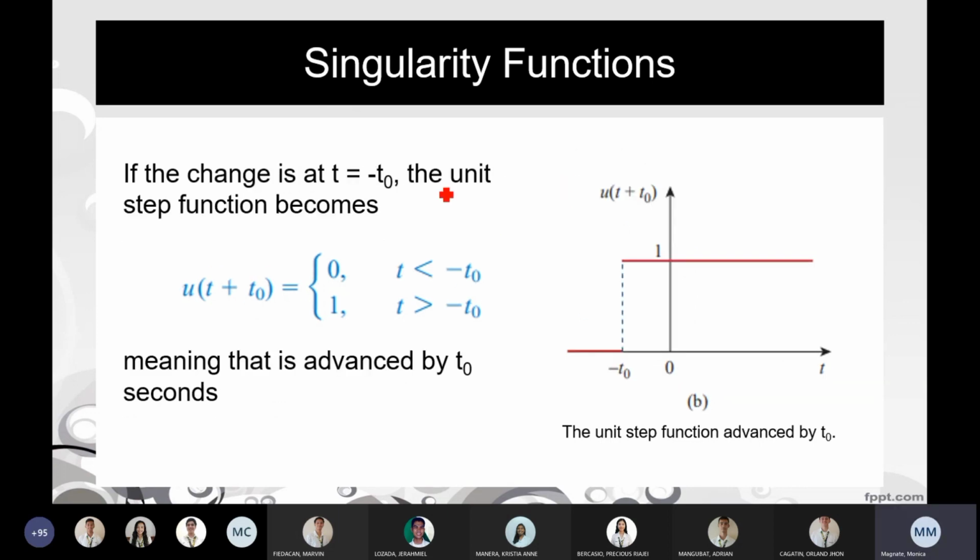When our function changes at t equal to negative t sub 0, it means our unit step function is advanced. So it comes earlier. It is in this part, and here is our negative t sub 0. Okay?